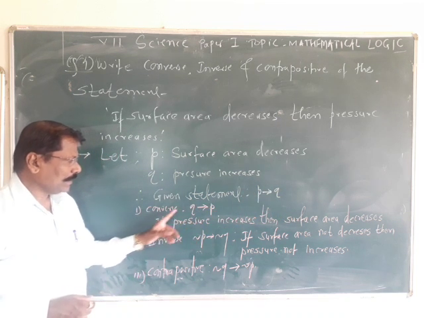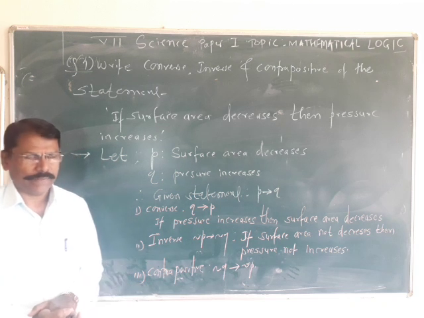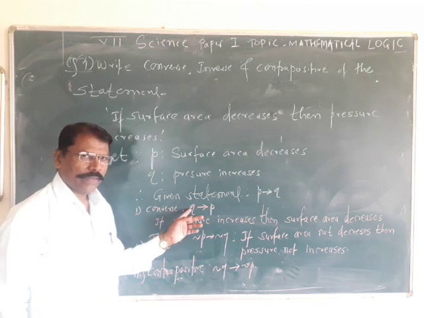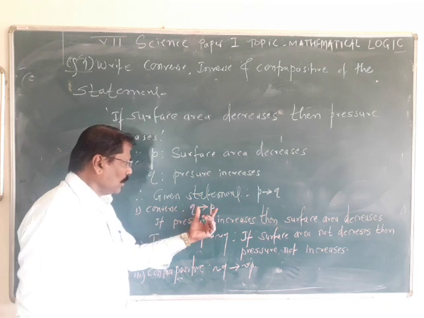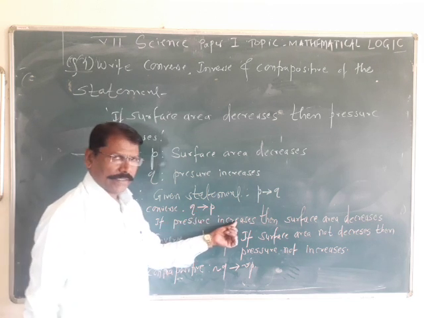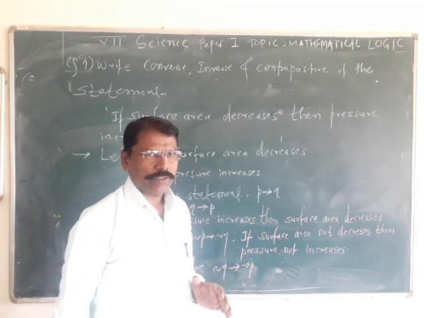Then its converse is Q implies P. Just interchange the antecedent and consequent. So the antecedent becomes the consequent and the consequent becomes the antecedent. So Q means pressure increases, then surface area decreases. It is the converse.